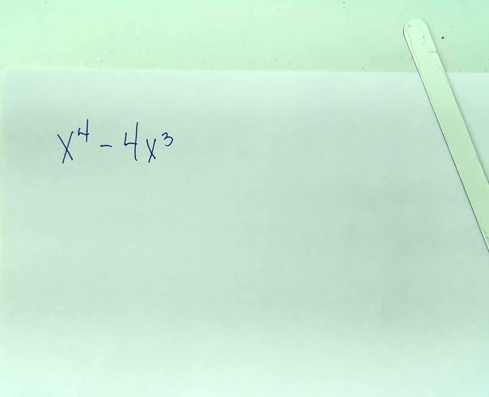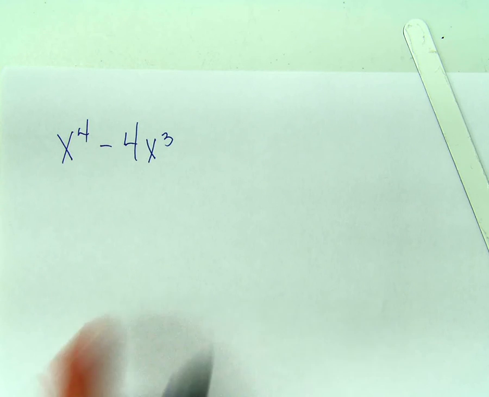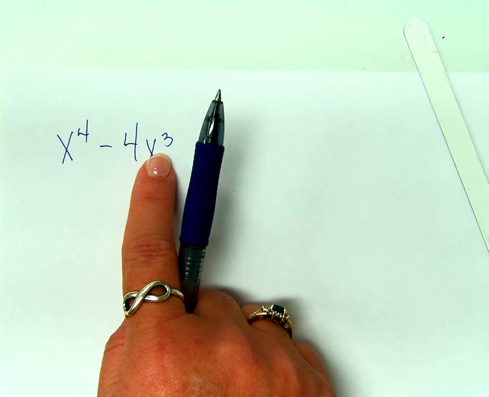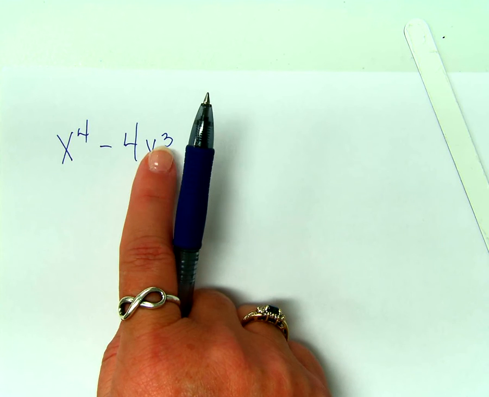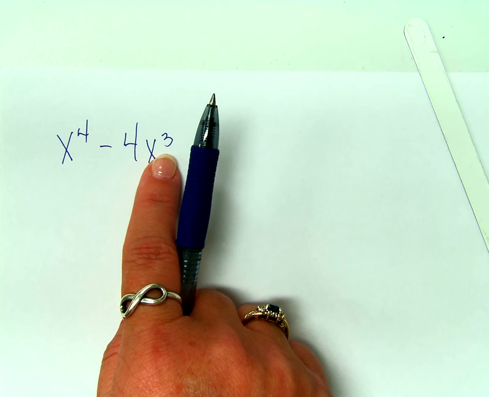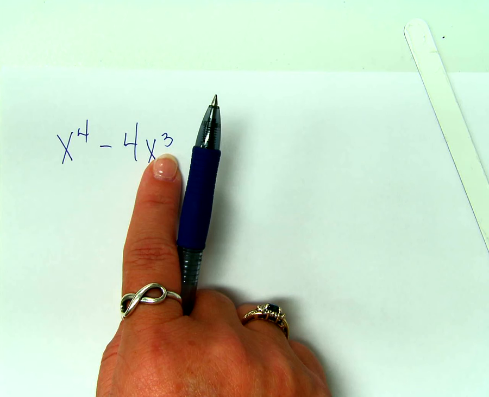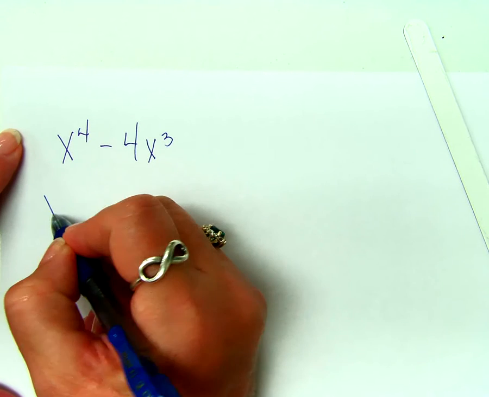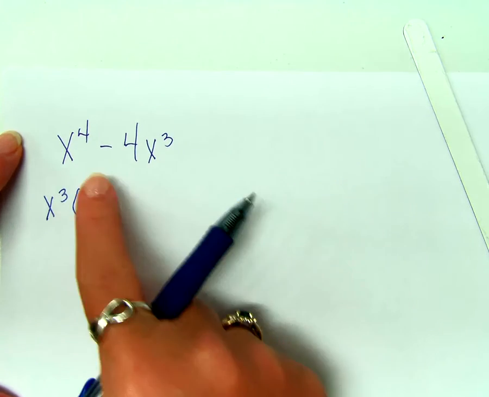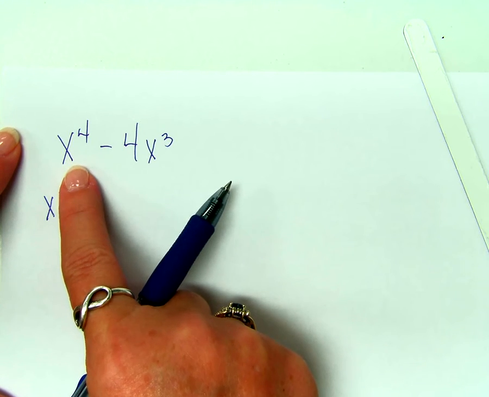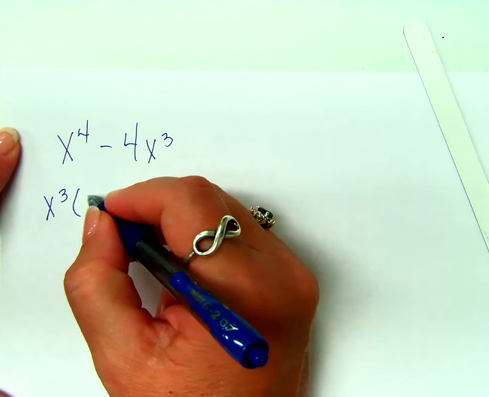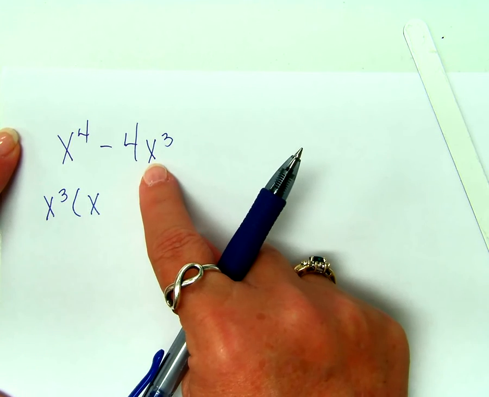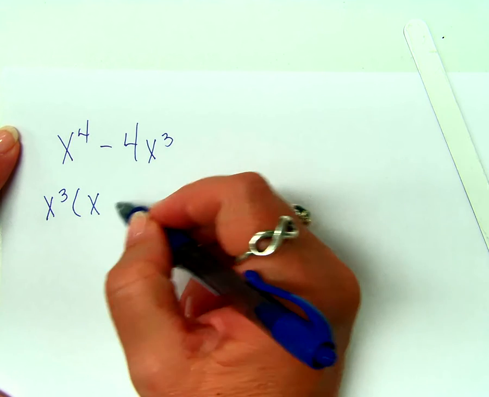What's common? What else is common besides x? X to the third, right? If they both have an x, we want to see what's the biggest one that I can take out. And usually it's going to be the smallest one. Isn't that weird? Okay, just get over it. You'll be fine. Okay? If I factor out an x to the third, what do I have left? If I divide out an x to the third, what do I have left? X. Okay.